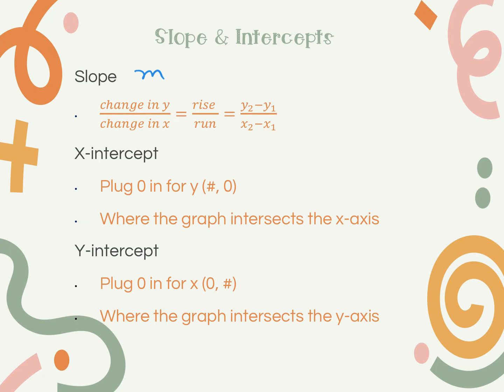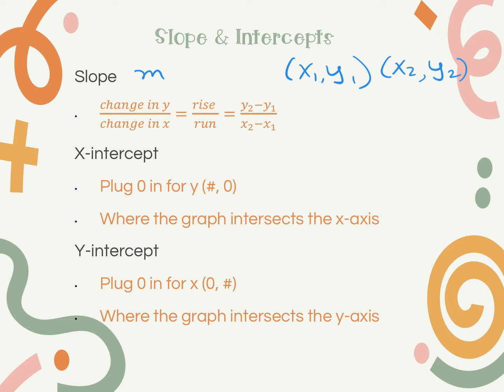What I like to do is think of these little subscripts as labels. Think of the first one as ordered pair number 1, and the second one as ordered pair number 2. Then you're just going to take the y's and subtract them, and take the x's and subtract them. Once you're given the two ordered pairs, it doesn't matter which one you label as ordered pair number 1 and which one is ordered pair number 2.